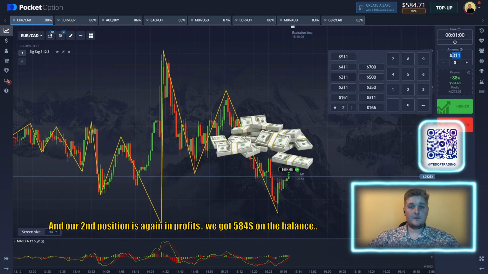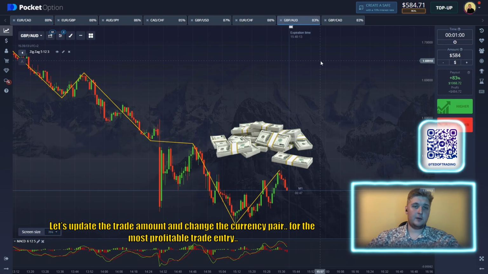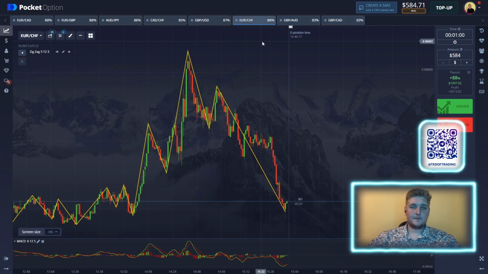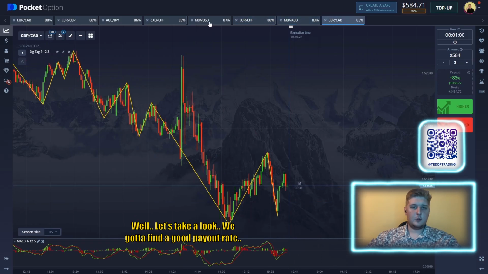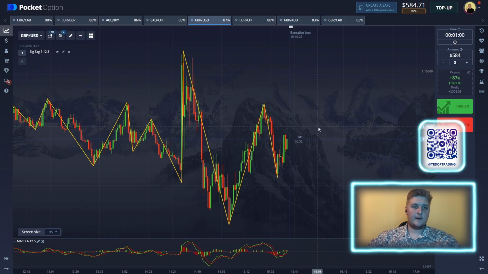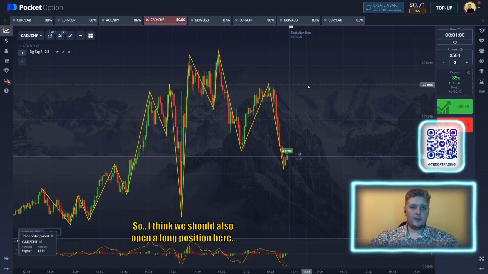We got $584 on the balance. Let's update the trade amount and change the currency pair for the most profitable trade entry. Let's take a look. We gotta find a good payout trade. Oh, I think we should also open a long position here.